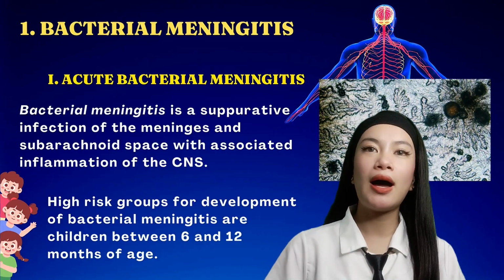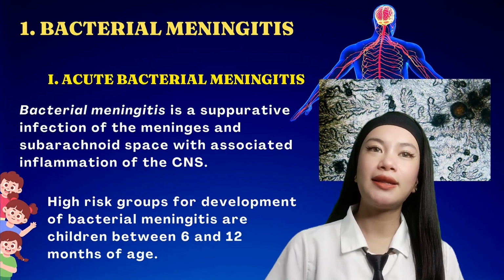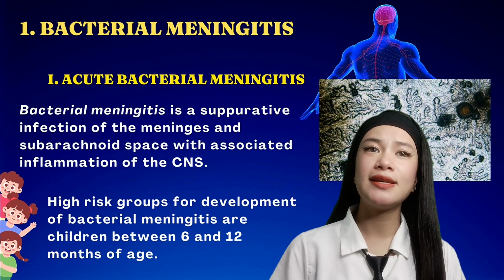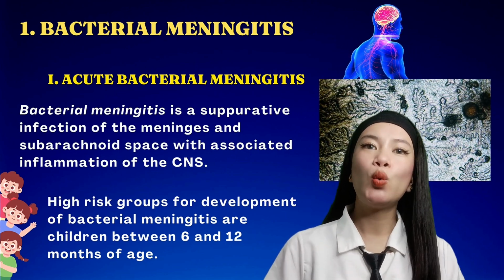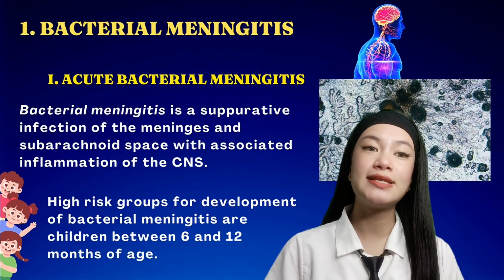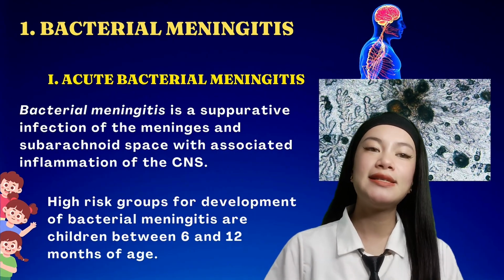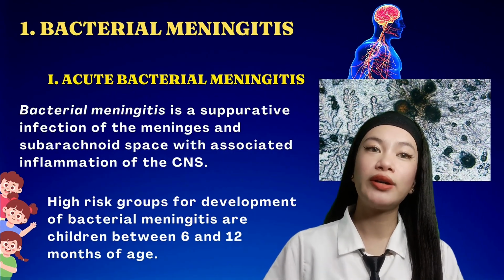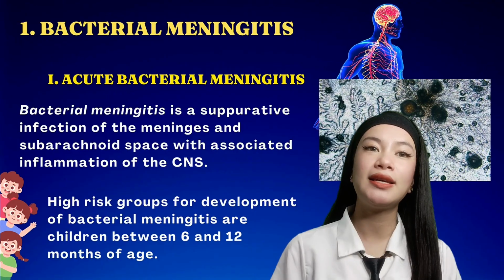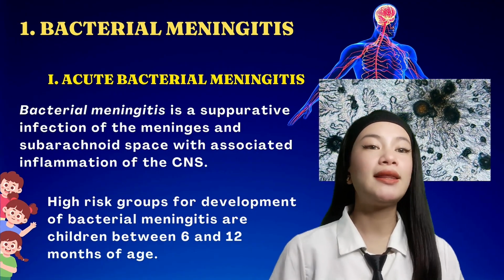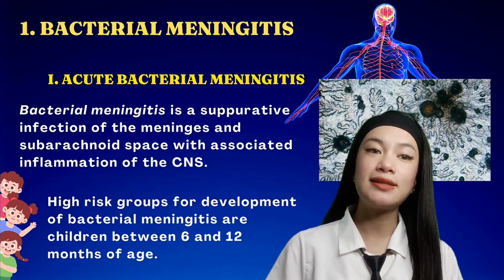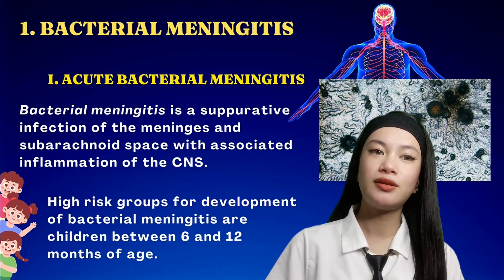So let's talk about acute bacterial meningitis. Bacterial meningitis is a suppurative infection of the meninges and subarachnoid space with associated inflammation of the CNS, or central nervous system. The high-risk group for development of bacterial meningitis is children between 6 and 12 months of age. It is because their immune system is not fully developed.